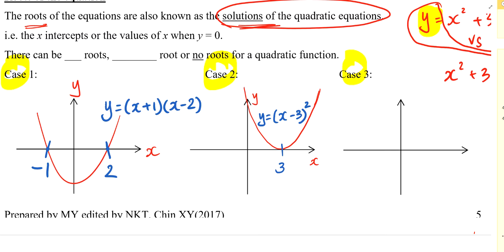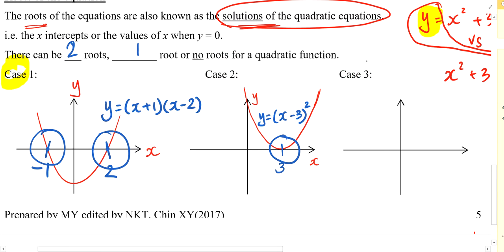And then finally, besides case number 1, we've got 2 roots. Where are the 2 roots? Over here. 1 root, 2 roots. This is for case number 1. Case number 2, I've only got 1 root. And then I've got case number 3. How many roots do you think there will be? 0 roots. Can you try drawing a graph that has 0 roots? That means it doesn't touch the x-axis at all.